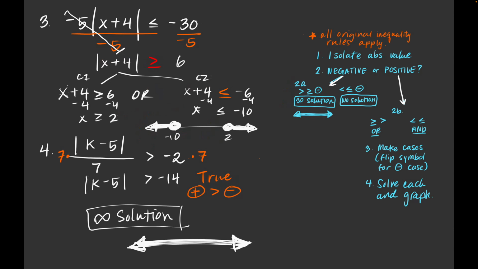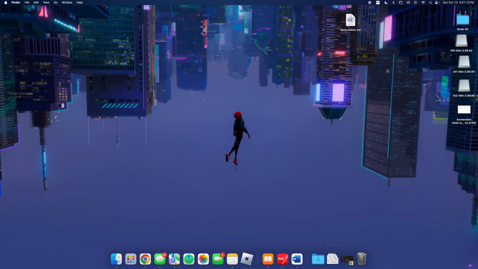If you have any questions or any concerns, please let me know before the test. We will always have a review beforehand. But other than that, my friends, we're done. This is it. That's how we do our inequalities with an absolute value sign. Thank you.